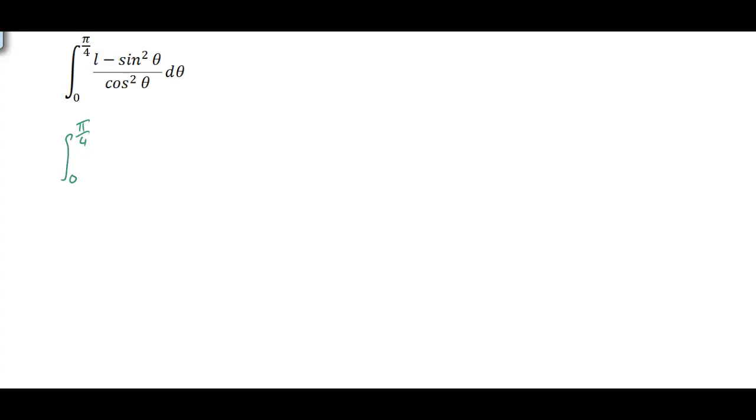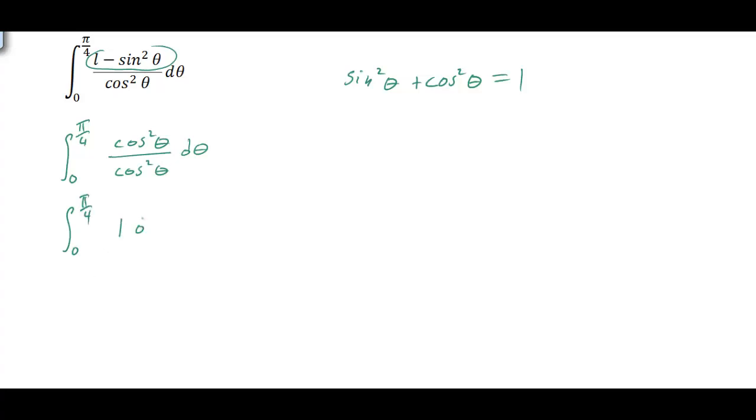Well, if you recall, we can simplify the 1 minus sine squared because we know, or hopefully we know, sine squared theta plus cosine squared theta, one of our Pythagorean identities, equals 1. So that means that 1 minus the sine squared would be equal to cosine squared. So all of this here will go to cosine squared theta over cosine squared theta. And hopefully you notice something's going to happen here that's going to make your life really easy. That's going to cancel out to 1 d theta.